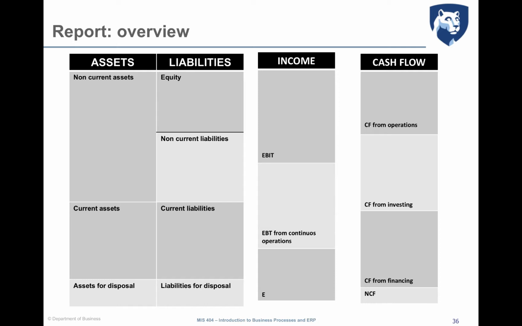Here you have the summary of all the financial reports which are relevant for financial accounting. So you see assets and liabilities for the balance sheet, the income statement where the different sections are present, and the cash flow statement where the three different sections are present.